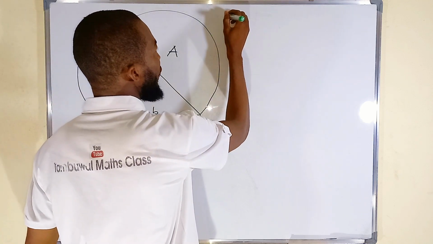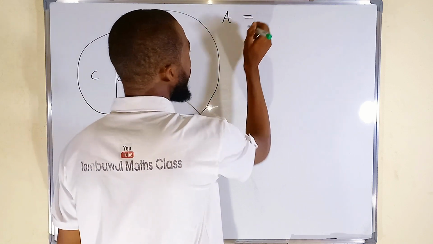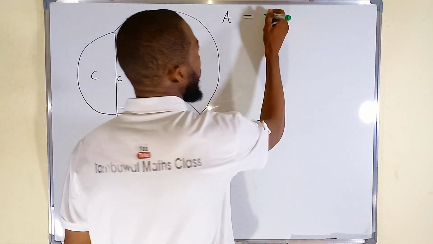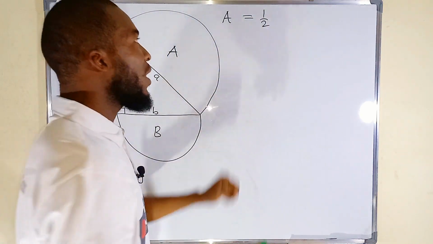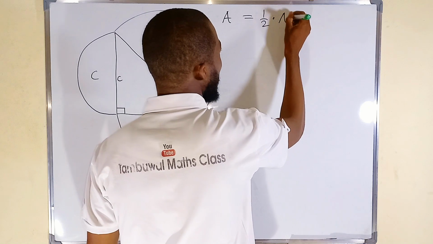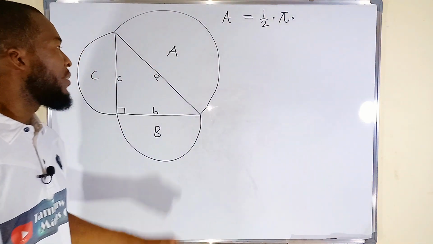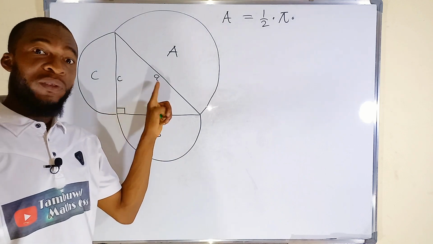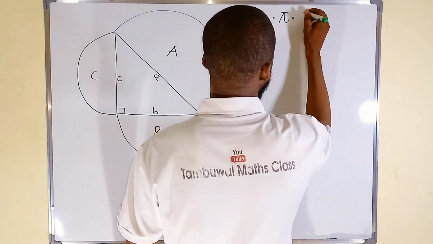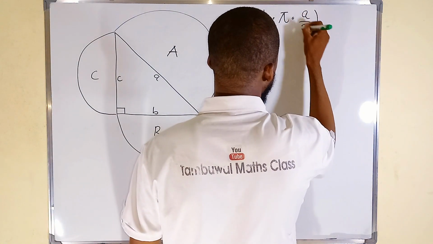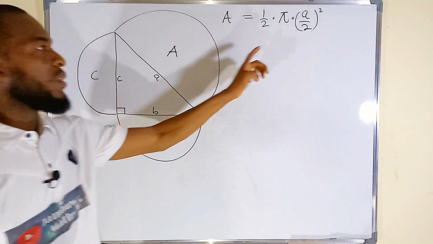Let me say for A, it stands for the area of this. It is equal to half, because we have to divide the area of a circle by 2. Therefore, half multiplied by pi, then multiplied by r squared. But what is our r? r will be A divided by 2, because diameter divided by 2 is equal to the radius. So we have (A divided by 2) whole squared. So this is what we need to simplify to obtain this area.